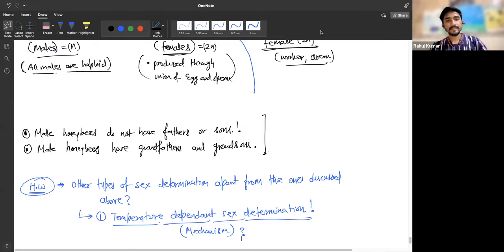In the next class, I'll start with Mendelian and non-Mendelian disorders, the pedigree analysis and the chromosomal aberrations. That is the last part for this chapter.